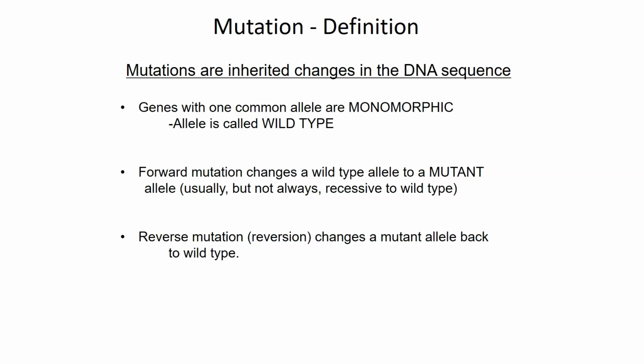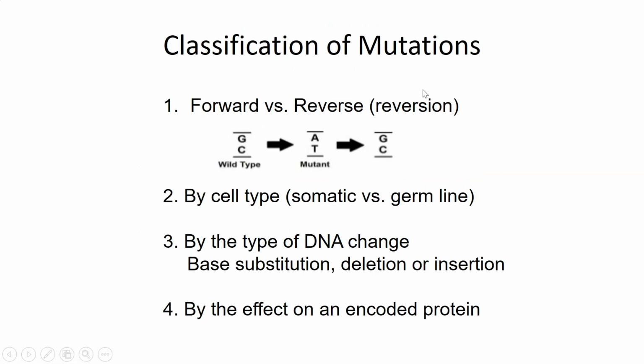allele. You can also have the case where a mutant allele mutates back to the wild-type allele. That's a reversal, let's say, of the original mutation. So that's called a reversion mutation, or a reverse. Forward is mutation from wild-type to mutant. Reverse is mutation from mutant back to wild-type. So this is just showing if you start out with a wild-type sequence, GC, and it changes to AT, that's a mutant allele. If it changes back, that's a reversion mutation back to the wild-type allele.